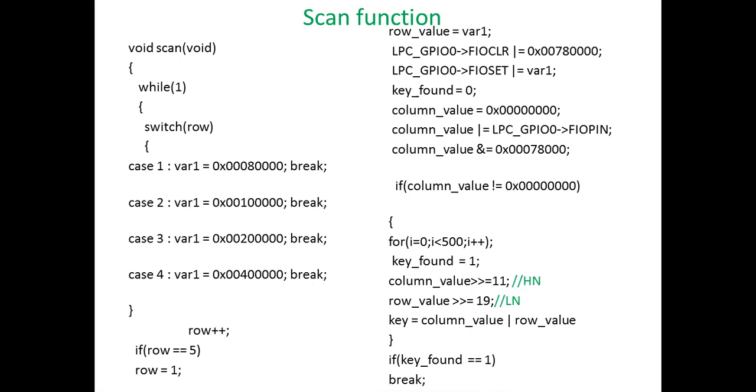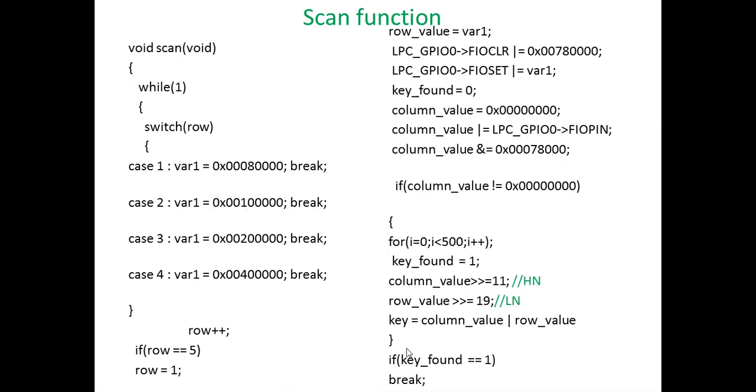If the key is not found, that means if the key is not pressed, obviously all the bit positions corresponding to this column will be read as 0. So the statement column_value AND equals this value returns a false value. So obviously this if statement also becomes false, and we are going to break. That means this statement is skipped. Again, variable 1 will be loaded with another value. This value corresponds to the next row. So this process is repeated.